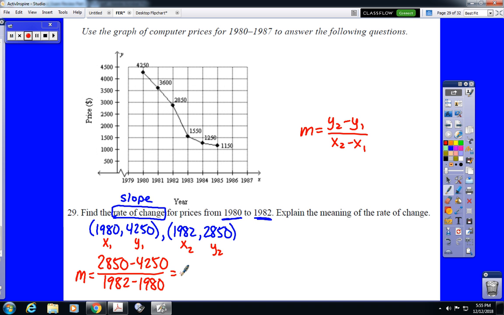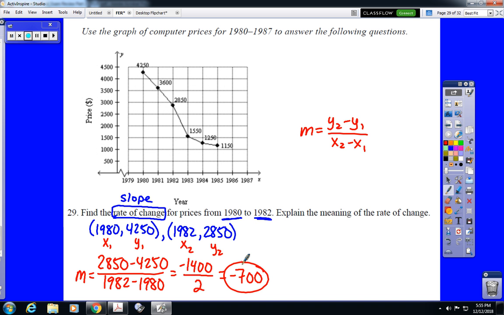We're going to plug those into our calculator. So 2,850 minus 4,250 is negative 1,400, and then 1982 minus 1980 is 2. So we would divide by 2 and we would get a slope of negative 700. So that's the first part of the answer. That's the rate of change for prices from 1980 to 1982.